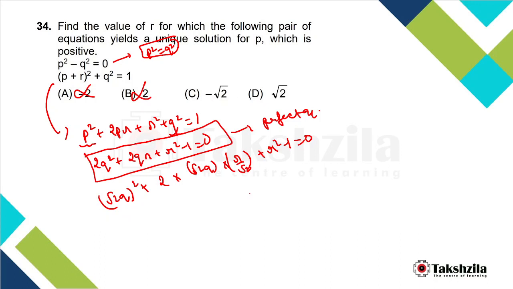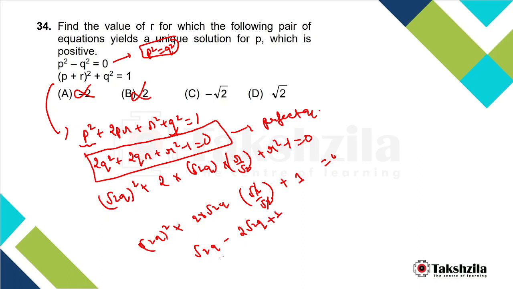Let's check for plus root 2 first. This will become 2 root 2, so this gets cancelled and this will become root 2 whole squared minus 1. Root 2 whole squared becomes 2, so this becomes 1. So this will satisfy, and we'll get a perfect square in this case, for positive root 2. Again for negative root 2 also we'll get the same thing.